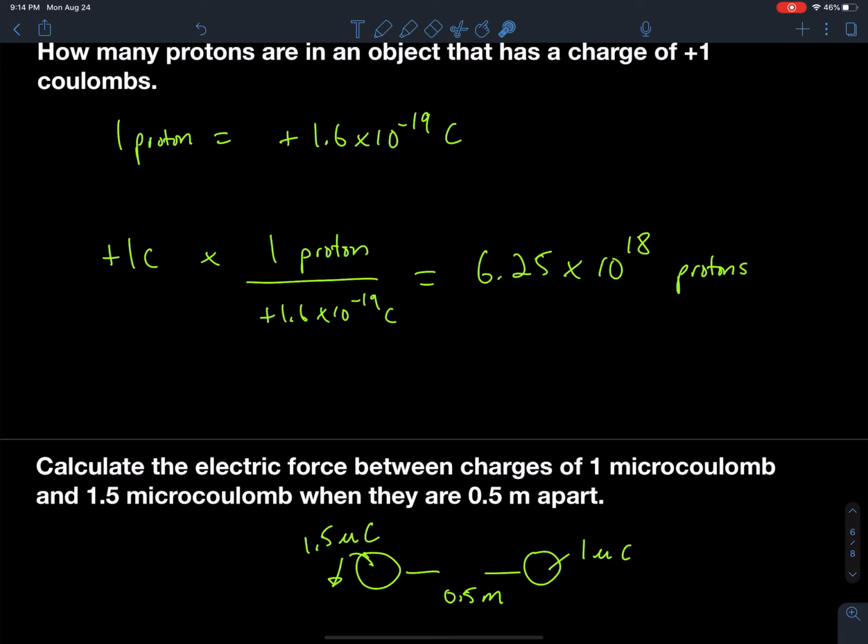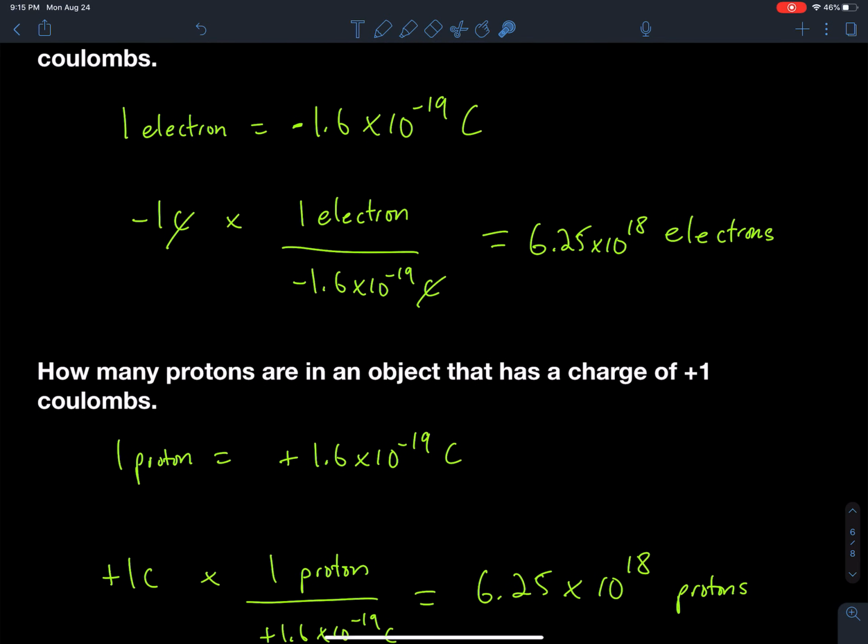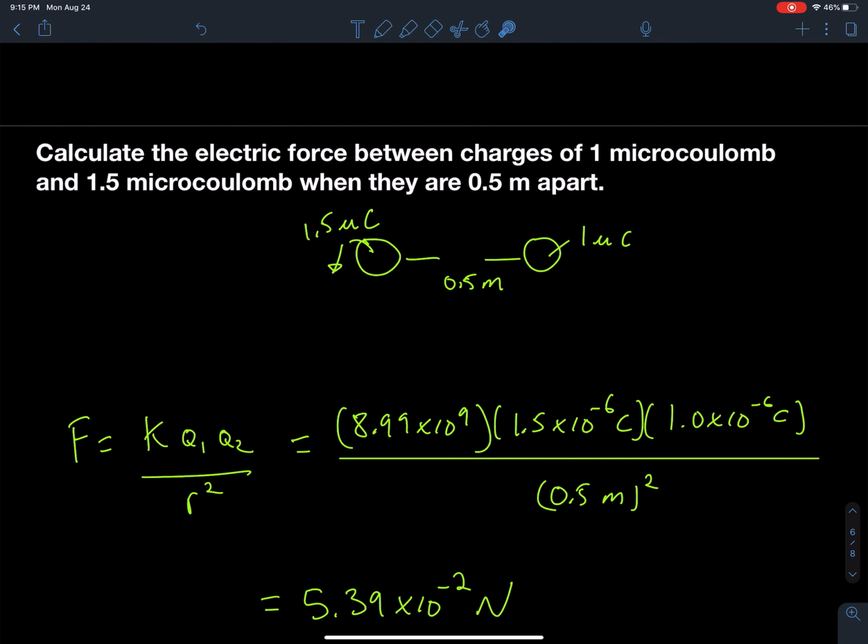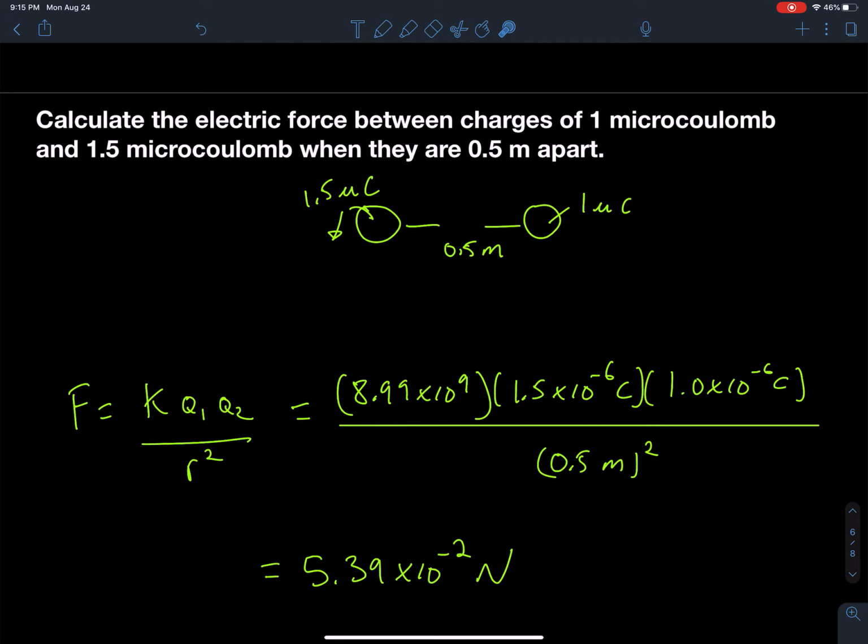I can work backwards. If I know my number of protons, I can multiply by the charge of each one to find out the total charge that I have. And that should be enough for you to work on Tuesday's problem set. On Friday, we'll continue and talk about electric fields.